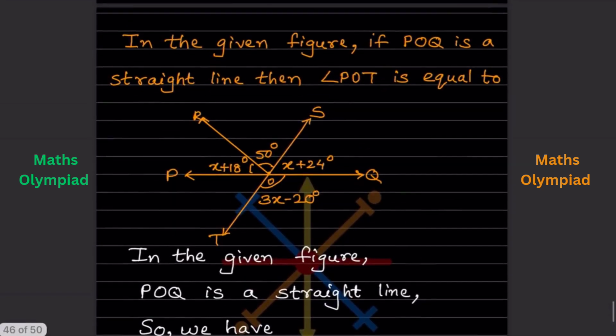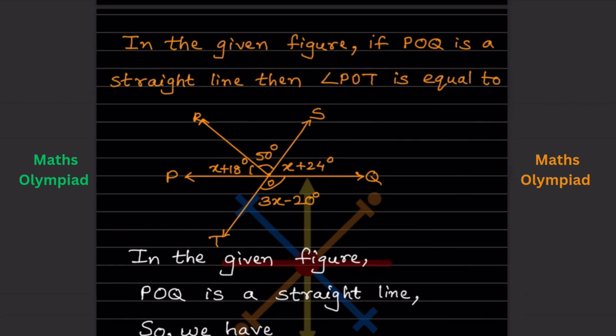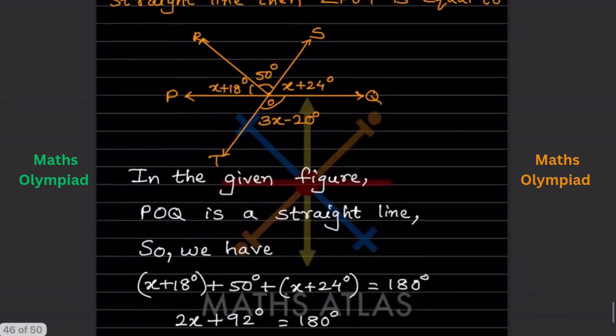So now let us see, they have asked for POT. So POT is this one, this angle. So can you see this one? So this is the opposite one. This is x plus 24. So this also should be x plus 24 because they are the opposite angles. So now we got the value of x.